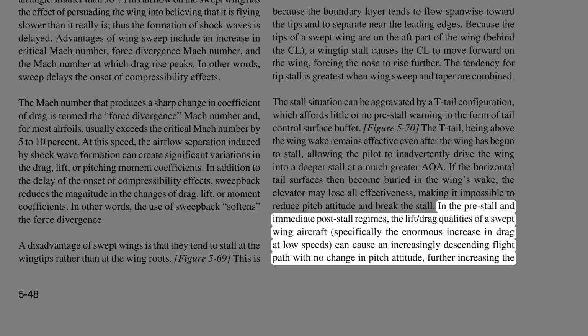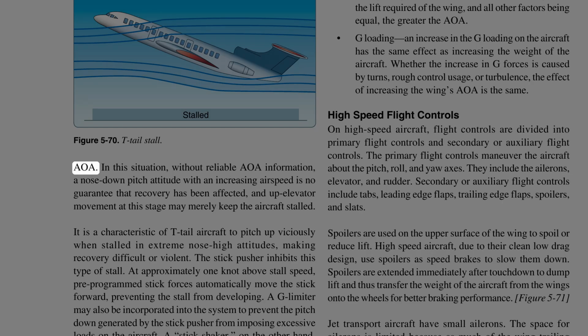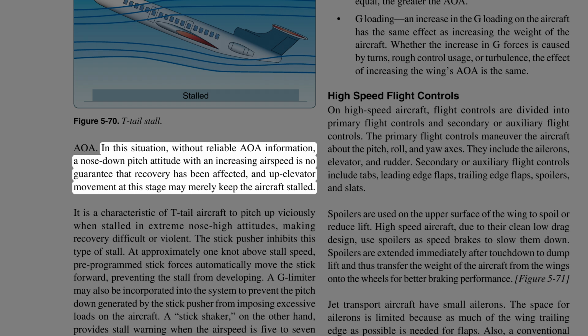In the pre-stall and immediate post-stall regimes, the lift and drag qualities of a swept-wing aircraft, specifically the enormous increase in drag at low speeds, can cause an increasingly descending flight path with no change in pitch attitude, further increasing the AOA. In this situation, without reliable AOA information, a nose-down pitch attitude with an increasing airspeed is no guarantee that recovery has been effected, and up elevator movement at this stage may merely keep the aircraft stalled.